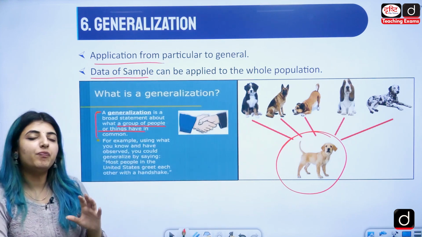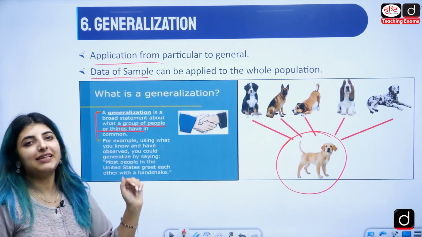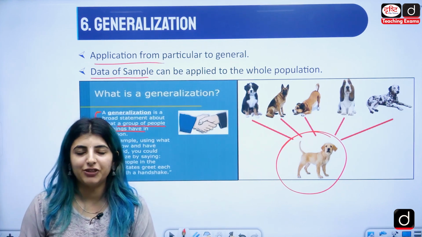So these were the 6 major characteristics that we were supposed to cover in this particular video, and I hope things are clear.